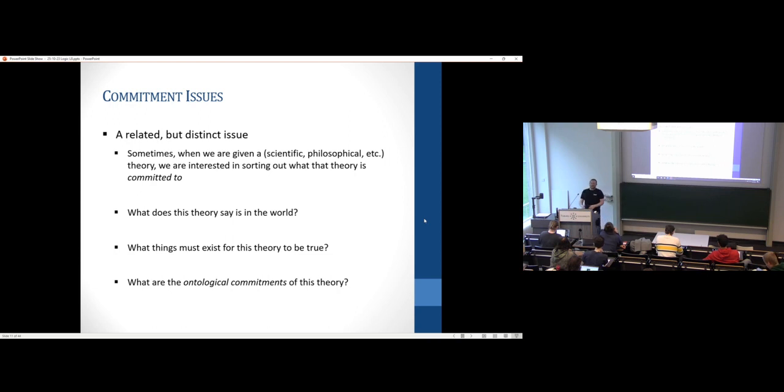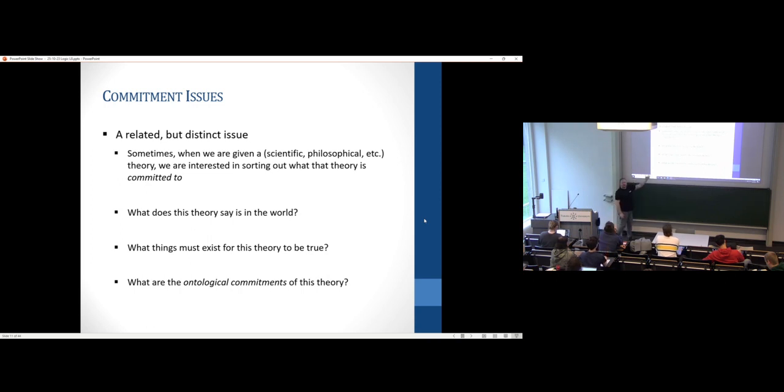A second related but distinct issue is that sometimes when we're given a scientific, philosophical, mathematical, geometrical, whatever theory, we can be interested in sorting out what the theory is committed to. What does the theory say that there is? What does the theory say the world has to be like? What does the theory say is out there? Another way to ask the same question: what things must exist for the theory to be true? Or to put it in terms that we'll talk about, what are the ontological commitments of the theory?